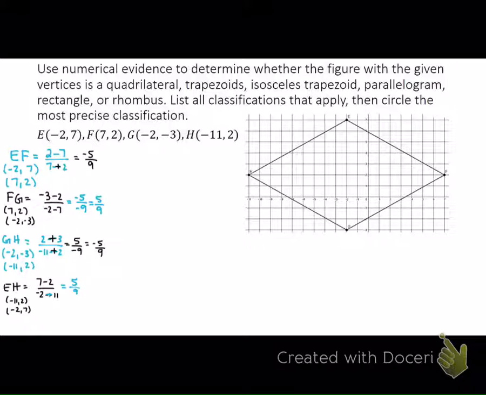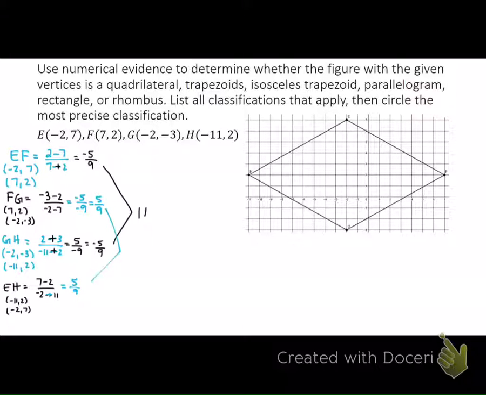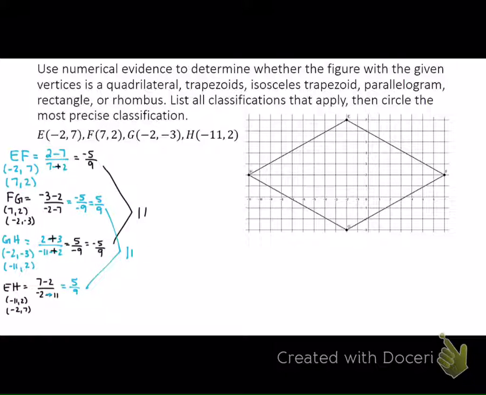All right. How many sets of parallel sides do I have? Two. So is this a trapezoid or a parallelogram? It is a parallelogram. Are my consecutive sides perpendicular? They're opposites of each other, but are they reciprocals? No. So negative 5/9 and 5/9 are opposite signs, but this one would have had to be 9/5 for it to be a reciprocal. So it's not a rectangle.